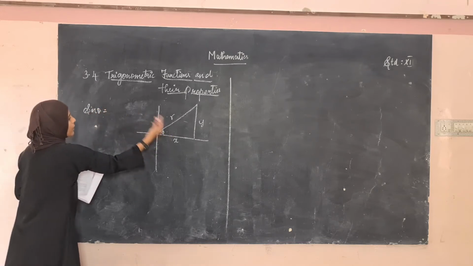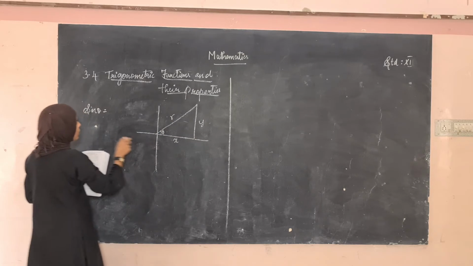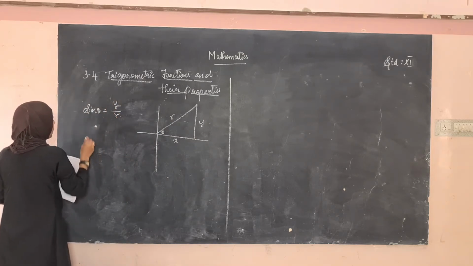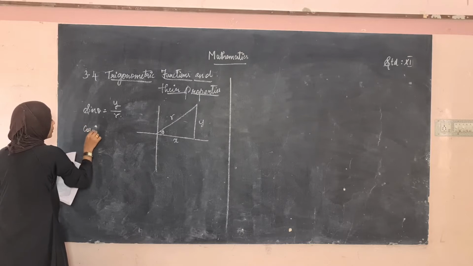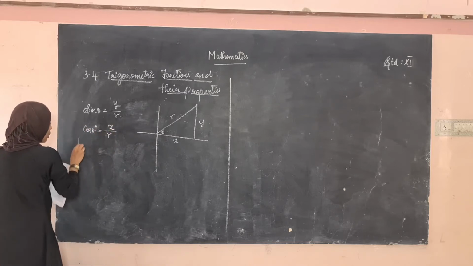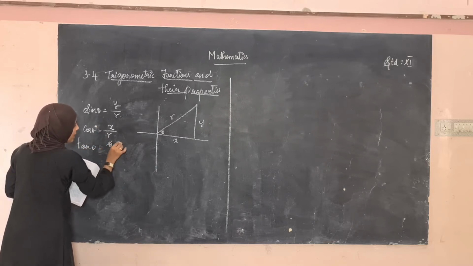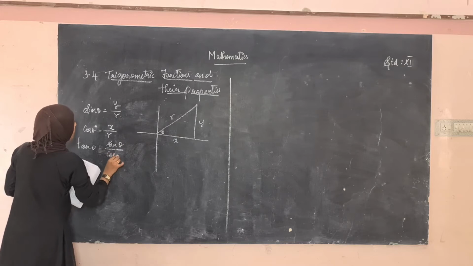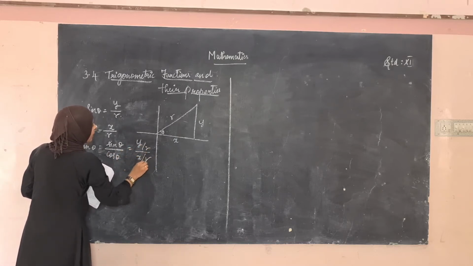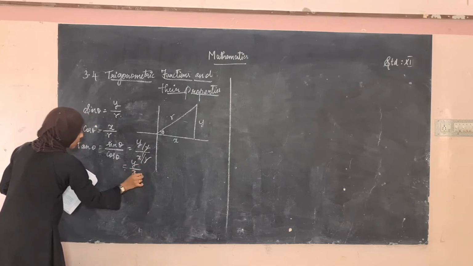That is opposite divided by hypotenuse. This is hypotenuse and this is opposite and this is adjacent. Therefore, opposite divided by hypotenuse, y divided by r. Then what is cos theta? Cos theta is equal to x divided by r. Then what about tan theta? We know that tan theta is equal to sine theta divided by cos theta. That is y divided by r, comma, x divided by r. This r and r gets cancelled. This is equal to y divided by x.